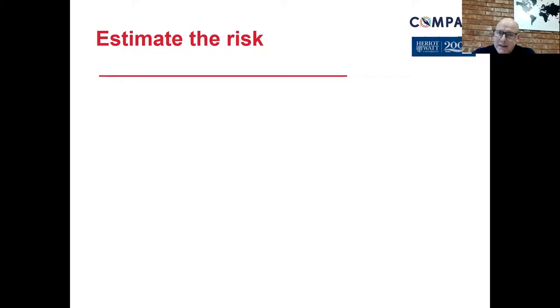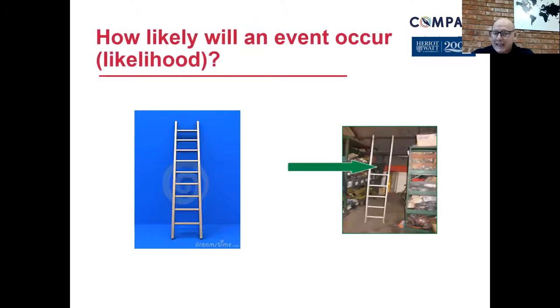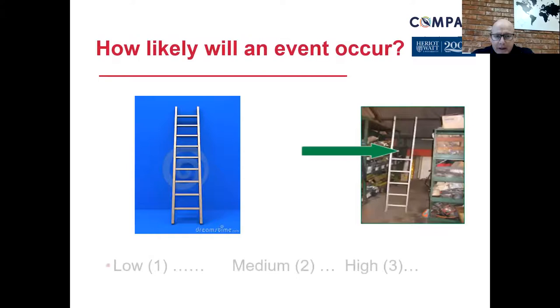Estimate the risk. Think about who is at risk, how likely the hazard is to be an event to occur, what's the likely outcome, and then build that into our risk assessment approach. So when we look at this one, it could be that we think, how likely is it for somebody to fall off a ladder? Now, if it's a brand new ladder and it's fiberglass and it's just been labelled up and inspected, then you'd probably say it's fairly low risk in terms of likelihood.